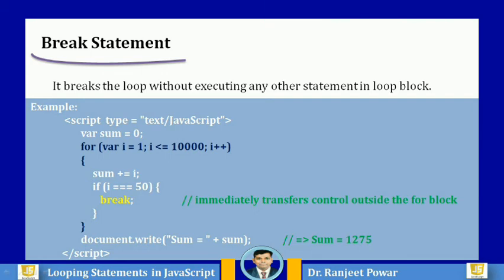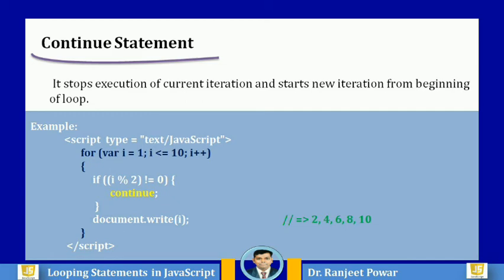The counter variable starts at 1 and it will go up to 10,000. But when the value of the counter variable reaches 50, the break statement is executed and it will come out of that for loop and it will print the sum of that value.